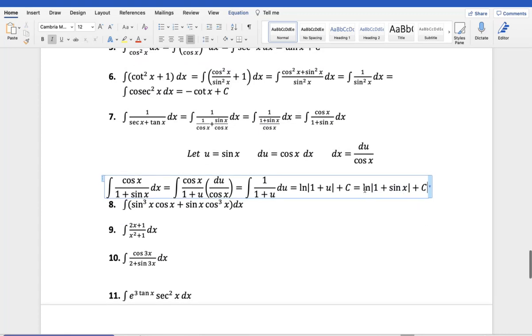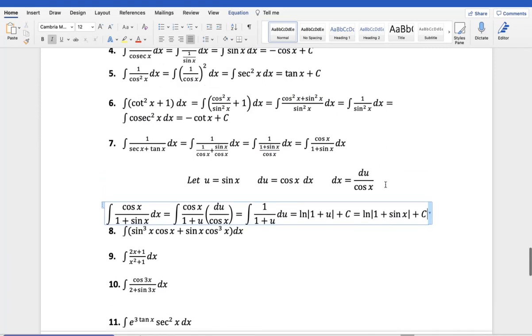And now we see that the reason why we included the absolute value here is, once again, sine can have both positive and negative values. And we are trying to stay away from ever having a negative under the ln, right? So that's why we include the absolute value there, to get rid of any of those eventualities.